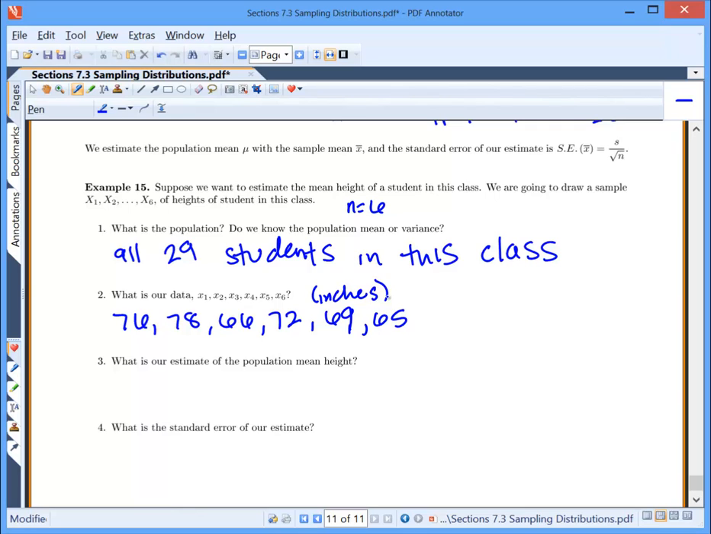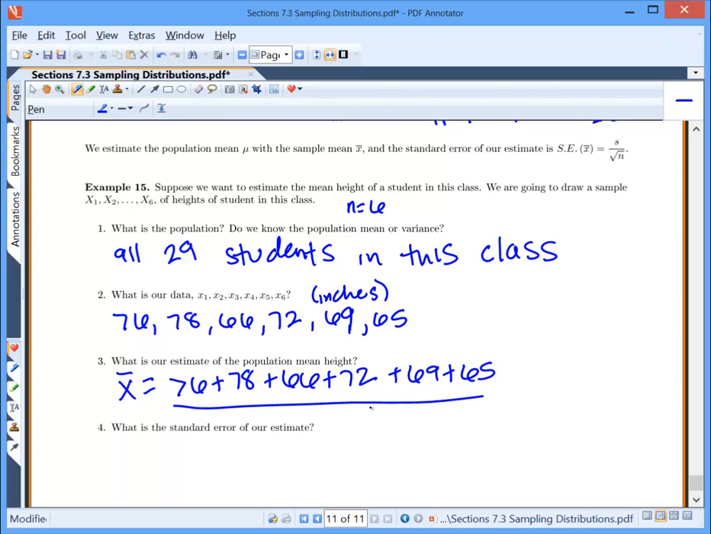What is our estimate of the population mean height? Well, to do that we need to find x bar. So 76 plus 78 plus 66 plus 72 plus 69 plus 65 divided by 6 gives me 71. So our best estimate of the population mean height is that it would be 71 inches, basically 5 feet 11 inches.